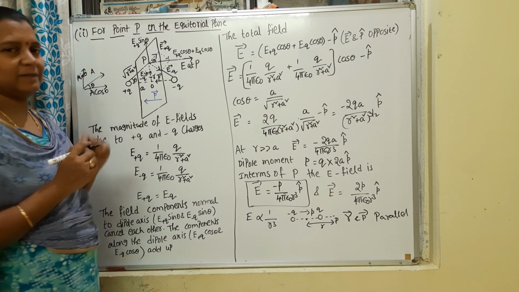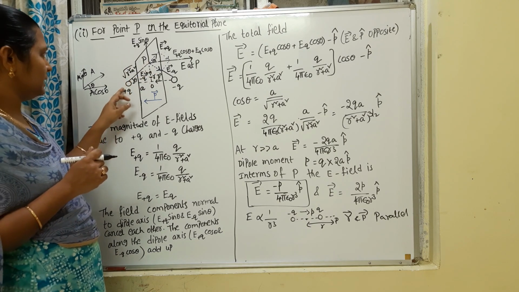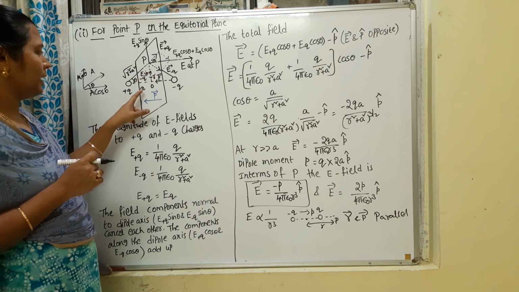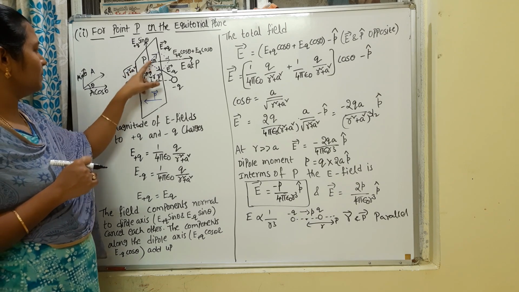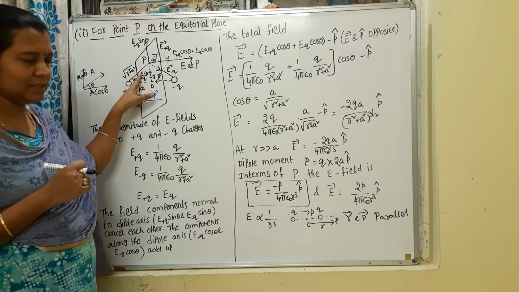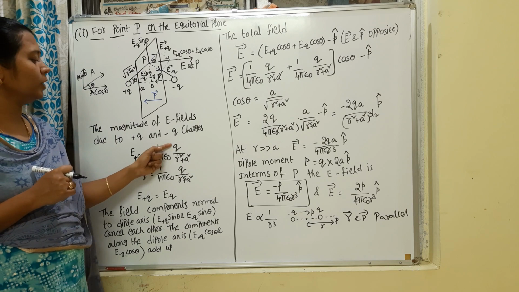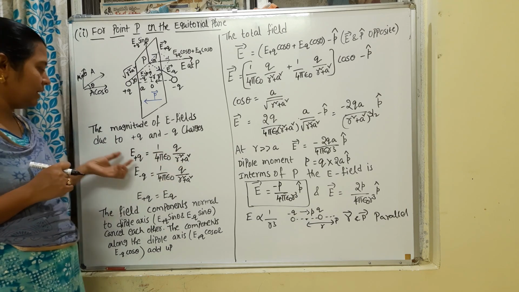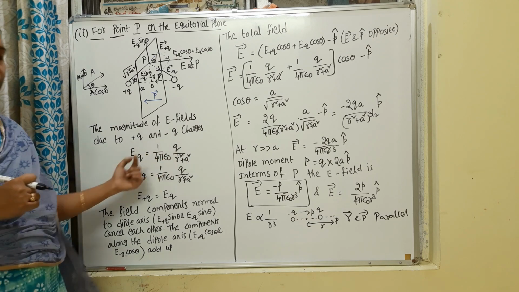at point P. So what is point P? Which is at a distance. So if this is R and if this is half of the dipole distance, A, then from the right angle triangle it is nothing but the square root of R square plus A square. So the electric field is given by 1 by 4 pi epsilon naught Q by R square plus A square. Here I am considering only magnitude, that's why I have not mentioned any direction part.